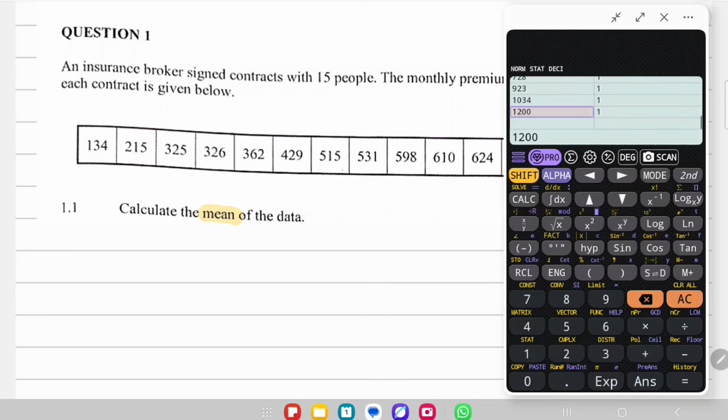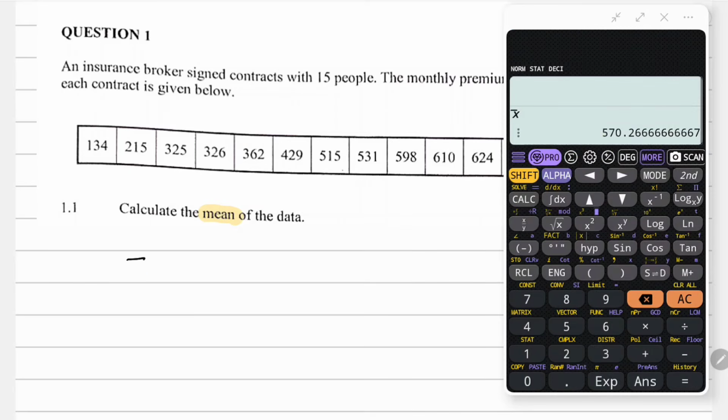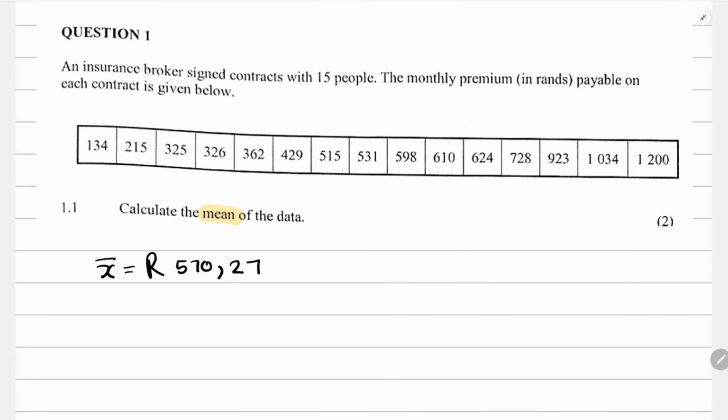And then we are going to go ahead and put in these values. Okay, and then once you have the data, you're going to press AC, then Shift and 1. Okay, and with that, you're going to go for option 4, which says VAR. And then remember, we are looking for the mean. So we go for option 2 with the mean value. So you can see that our mean is 570 points, and that rounds up to 27. Okay, so that is the mean amount. In rands, these people are paying this amount, okay, on average. Okay, so that is it for 1.1.